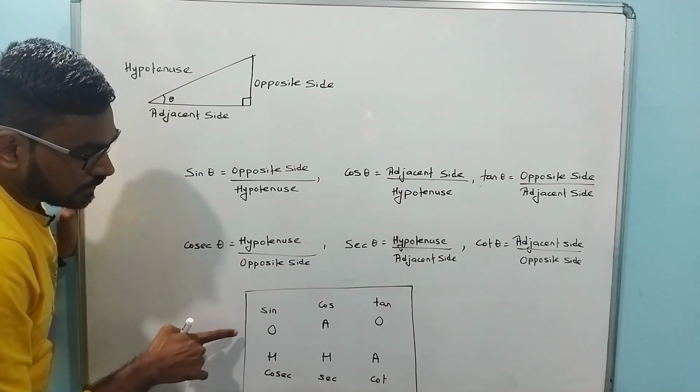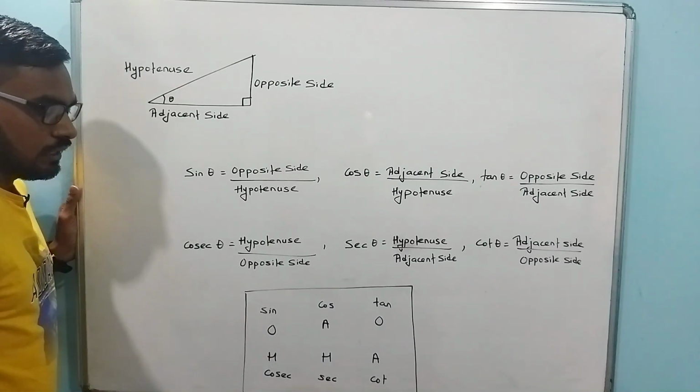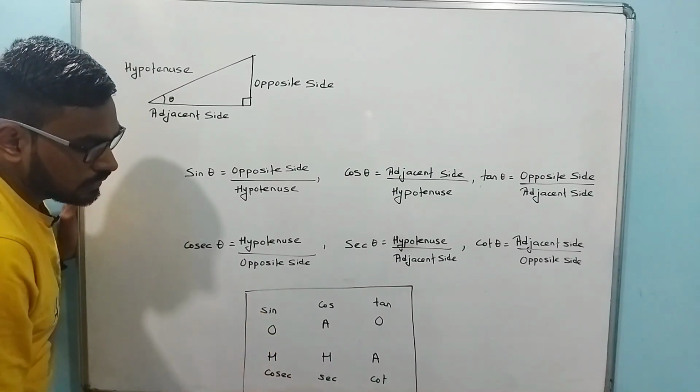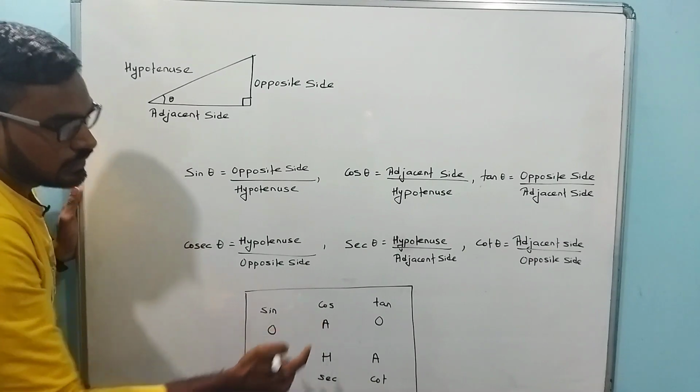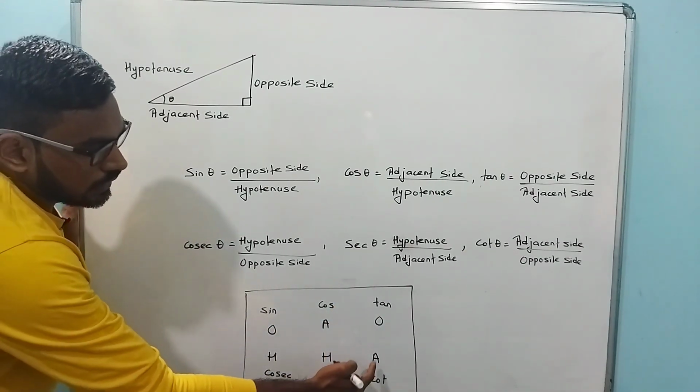First, sin theta is opposite upon hypotenuse, cosec theta is hypotenuse upon opposite. Cos theta is adjacent upon hypotenuse, sec theta is hypotenuse upon adjacent. Tan theta is opposite upon adjacent, cot theta is adjacent upon opposite.